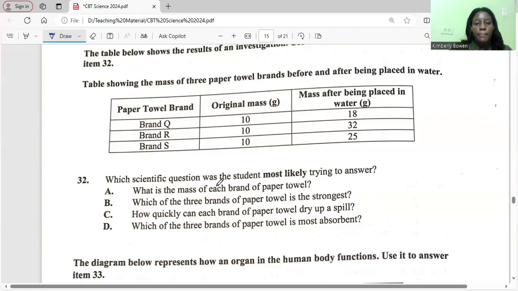What is the mass of each brand of paper towel? No. Which of the 3 brands of paper towel is the strongest? Not quite. But which one is the most absorbent? Which one is soaking up more water and hence going to be heavier? That's why the mass is being measured.